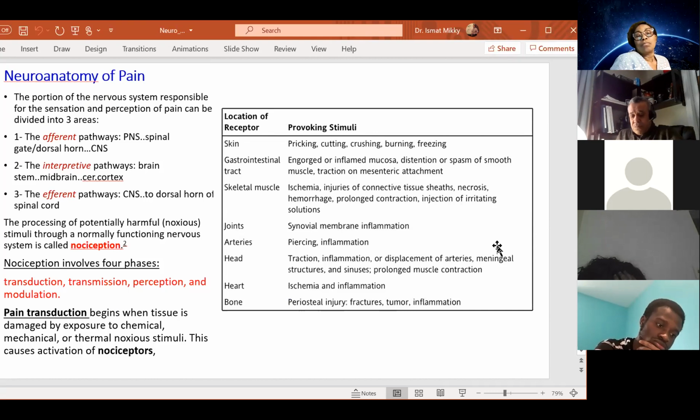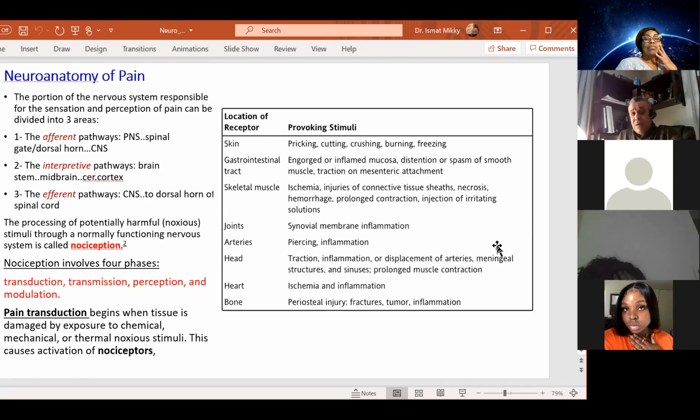So the neuroanatomy of pain is based on understanding the different types of nociceptors and the different types of fibers, which will transmit the pain experience. Nociceptors are the cells of the nervous system that are responsible for receiving the stimulus, and they will be activated, and that's where we will feel or have that sensation or the experience of pain.